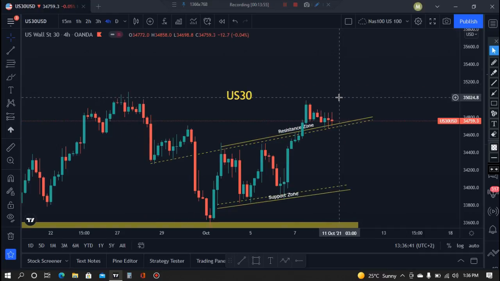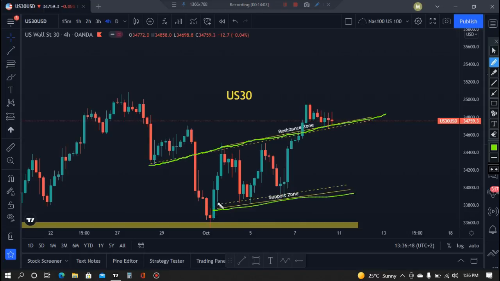So we are on US30, and on US30, guys, we see a nice move. We see a nice move where the market was creating these moves. You can see here, it's an uptrend because the market is moving this way. It means the market is creating something like that.